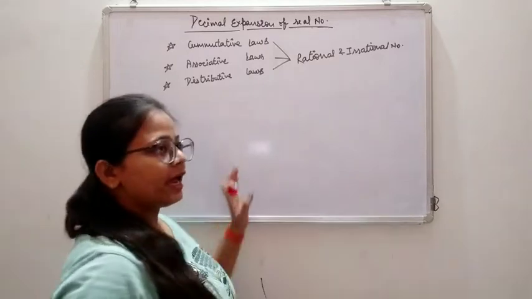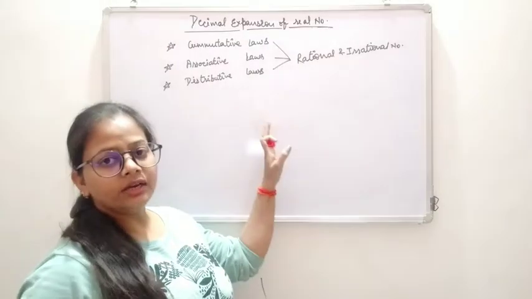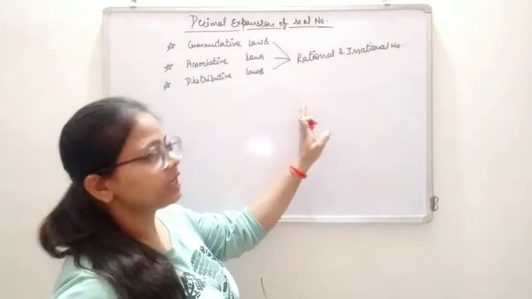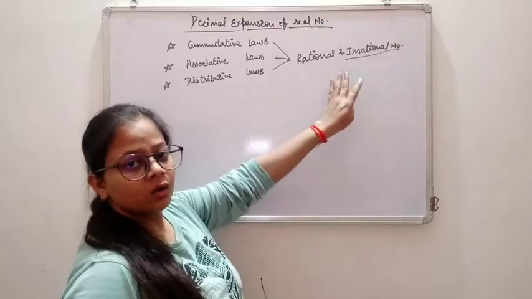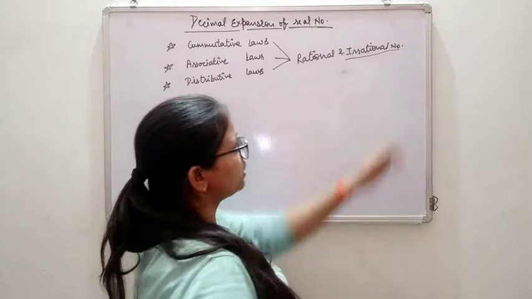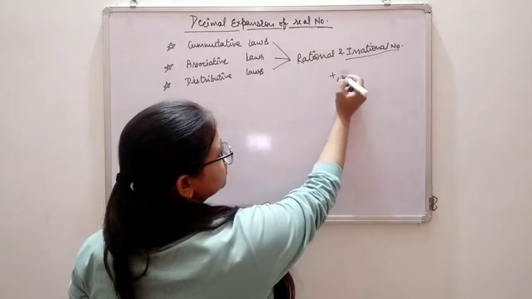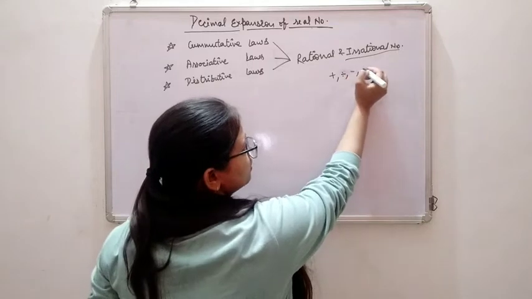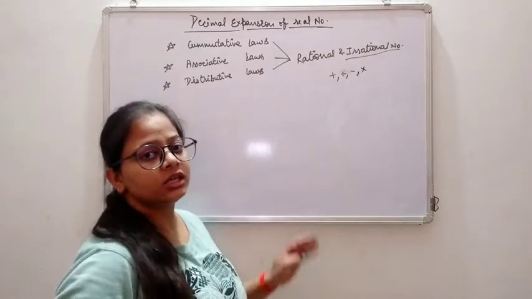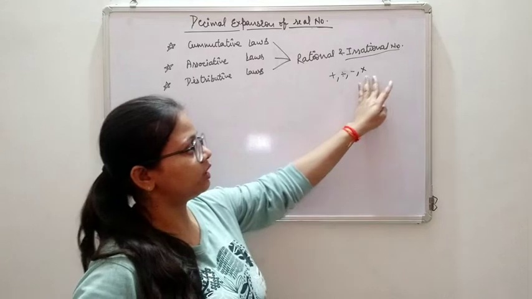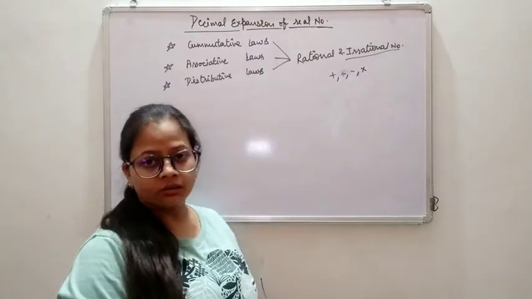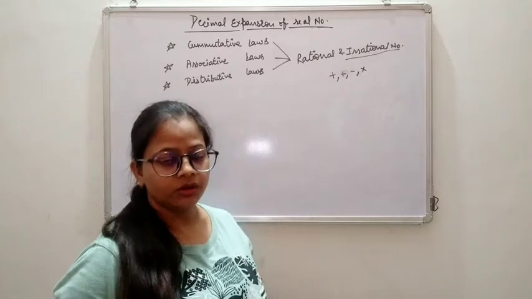So if we add, subtract, divide or multiply any two rational numbers, we will get a rational number, right? Okay, so if I talk about irrational numbers, the sum, the difference, the quotient and the product of any two irrational numbers are not always an irrational number. It can be anything. It can be a rational number or it can be an irrational number, right?